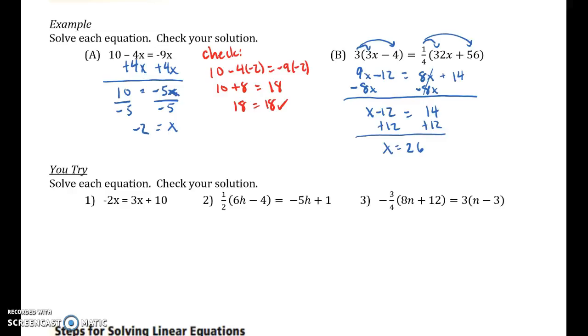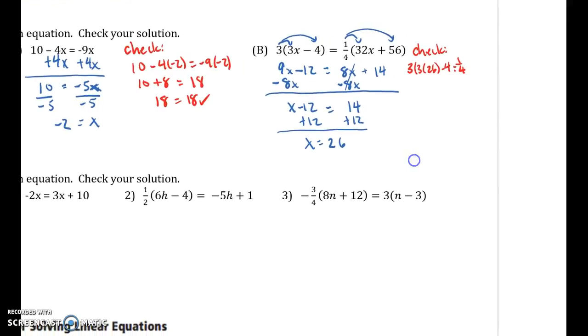Okay? As always, just plug everything back in to check. It doesn't take very long. So I'm going to get 3 times 26 minus 4, and see if that equals 1/4 of, I'm running out of space, so let me just move everything over a bit, 32 times 26 plus 56. And I know these numbers are kind of big, so, oops, I forgot to close that parentheses. There we go. Again, if you need to do the work on the side, do the work on the side, right? And you'll be fine.